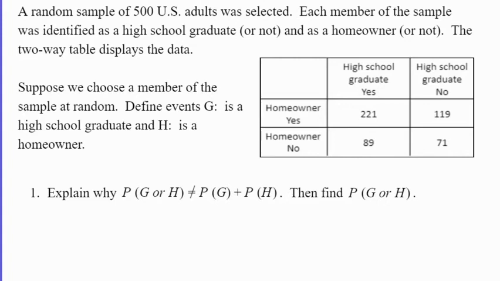First, we want to explain why the probability of G or H is not equal to the probability of G plus the probability of H. Well, that is the addition rule for mutually exclusive events. So are the events high school graduate and homeowner mutually exclusive events? No. There are quite a few people who are both high school graduates and homeowners.